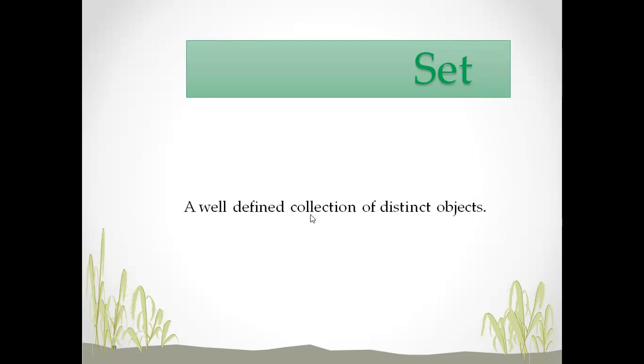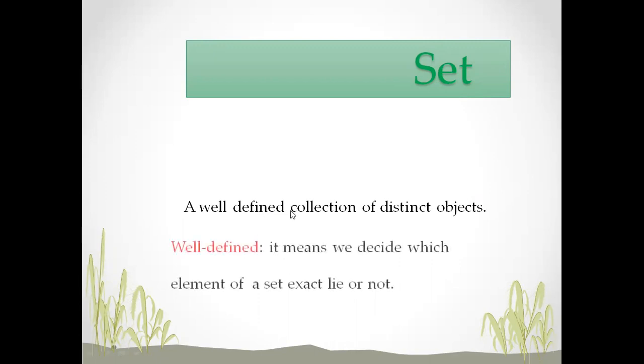In the definition of a set, three words are most important: collection, distinct objects, and well-defined. So first of all, we see what is well-defined and what is distinct. Such a collection which is well-defined and distinct makes a set. Every collection is not a set. So we see the definition of well-defined.